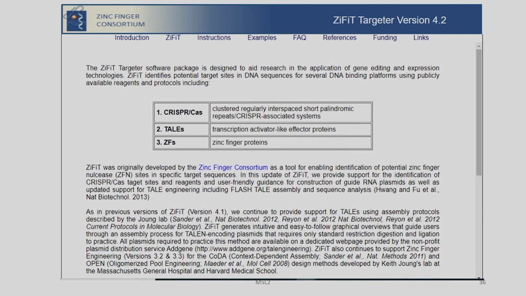This is a software package which is designed to aid research and application of gene editing and expression technologies. It identifies potential target sites in DNA sequences for several DNA binding platforms using publicly available reagents and protocols, including for CRISPR-Cas and TALEs, and of course, ZFPs. We are going to discuss these other two technologies soon, one by one.